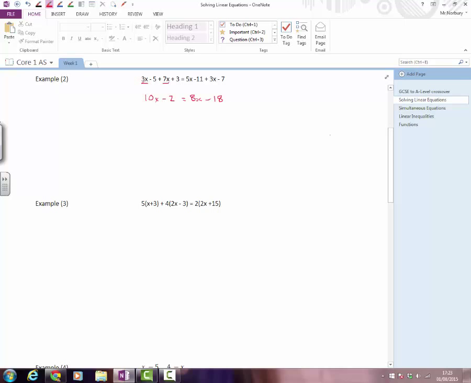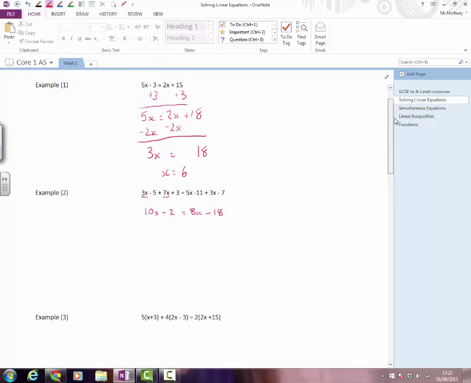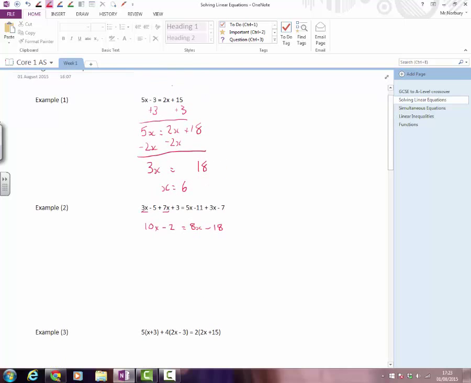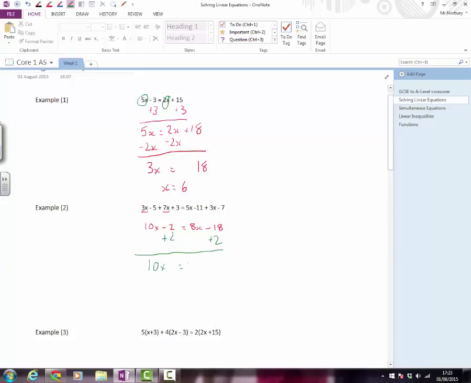Okay, now this is very similar to what we had before. Just look up here, we've now got equations with 2 x's, 1 on this side, 1 on that side, just like we have here, 1 on this side and 1 on that side. So without further ado, let's get going. So add 2 to both sides, and you'll find that 10x is equal to 8x plus, minus 16.